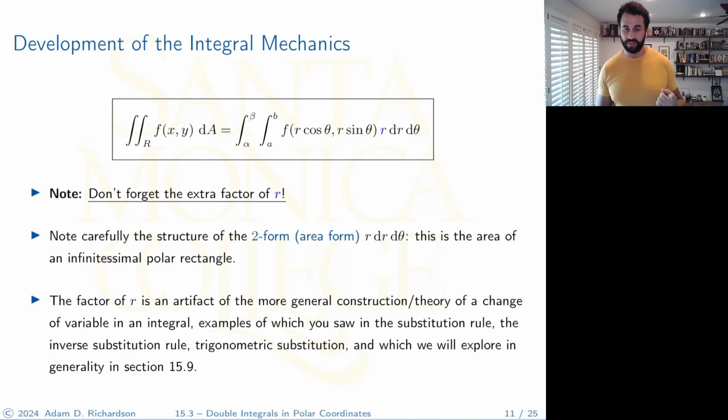So one thing I want you to do is note carefully the structure that you see here, you might call it a two form or an area form. And if you want to go down a very deep rabbit hole, this link will lead you to, frankly, the wedge product and exterior algebras and how you can generalize this idea on manifolds. You don't have to, but it's there. This is the area of the infinitesimal polar rectangle. So that's why we're getting function value times area. That gives us volume, and then you add them all up. So there's still that intuition throughout this whole process.